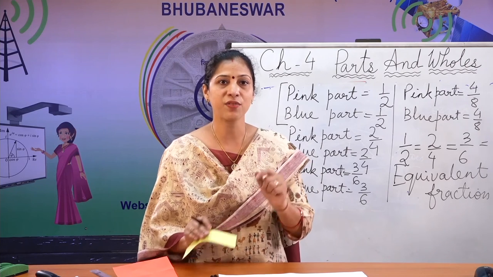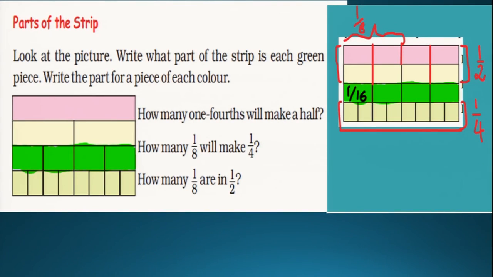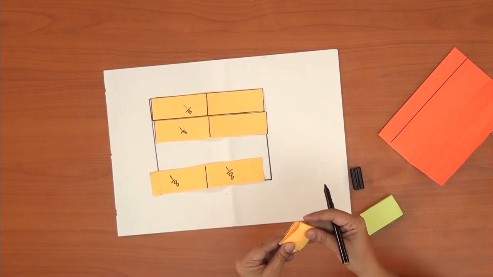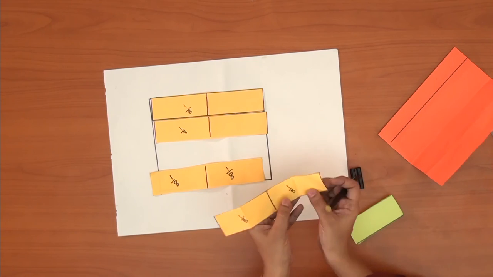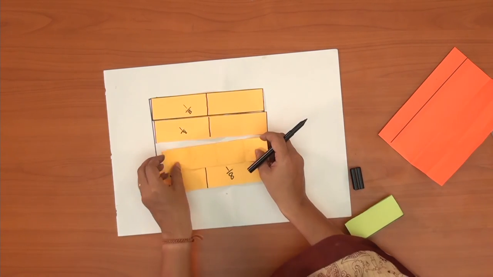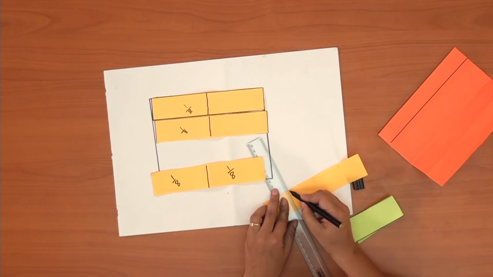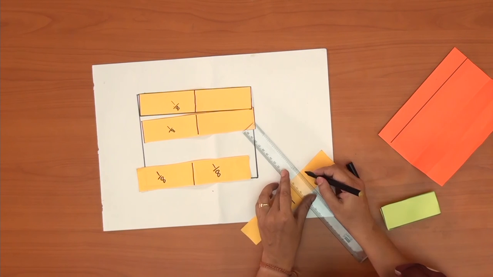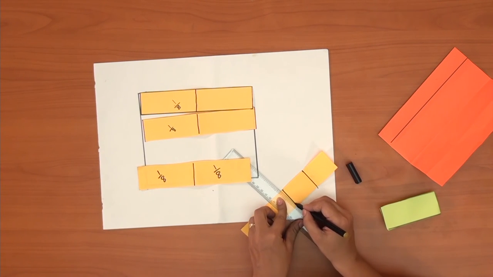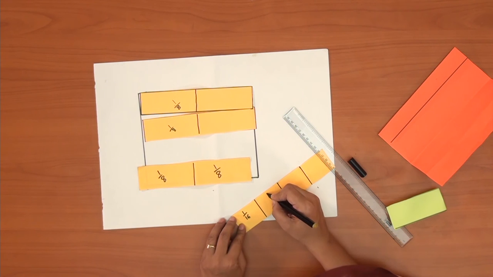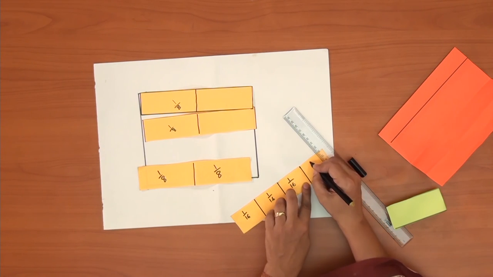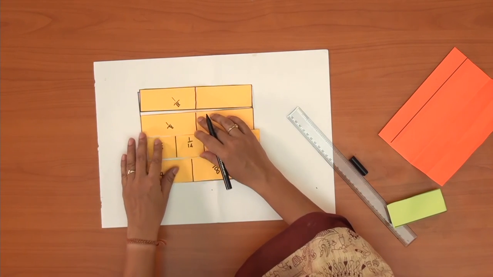And the next question is, which part of the strip is each green piece? Now, you can see in your figure that it is further divided into 4 parts. For example, this is divided into four parts. So this is 1/8 and 1/8, and here this 1/8 is again divided into 4 parts. So now each small part is one small part, this is one small part, and this is one small part. So if we divide 1/8 into 4 equal parts, each part will be 1/16, 1/16, 1/16, 1/16.